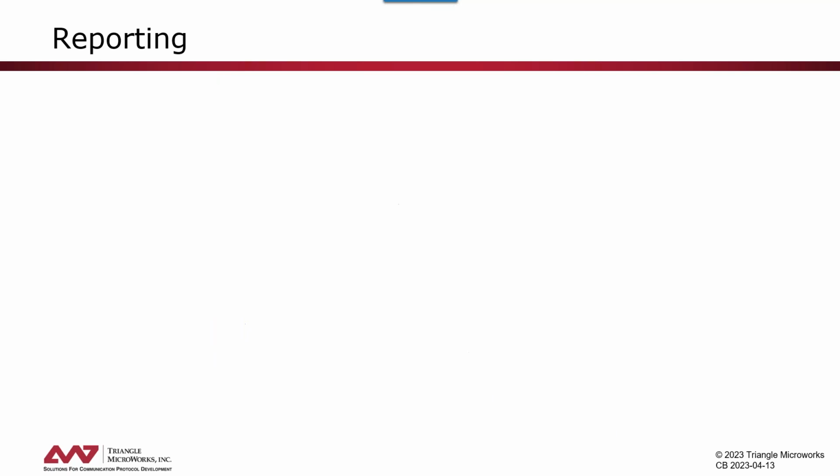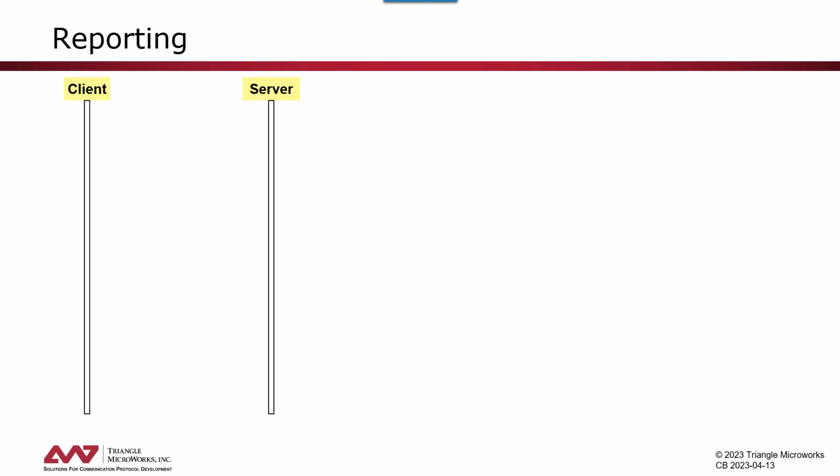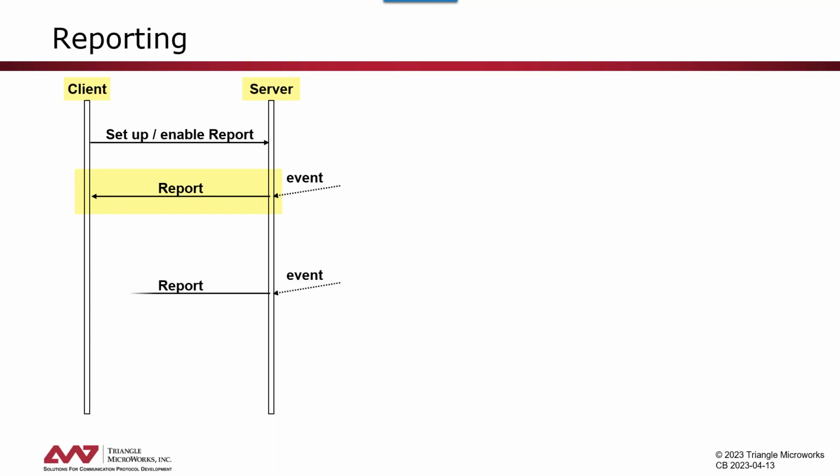Now, how does the mechanism look? So we have our server and our client. The client may set up and has to enable the report. And once the report is enabled, whenever we have an event happening, a report message will be sent from the server to the client. And this continues with each event, a new report will be sent.